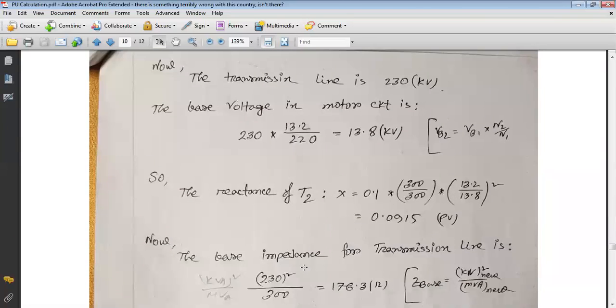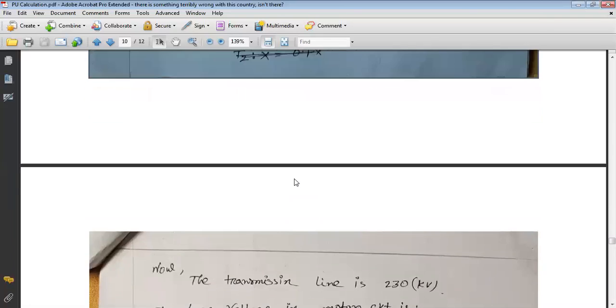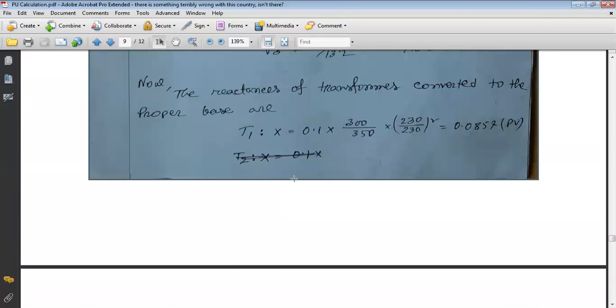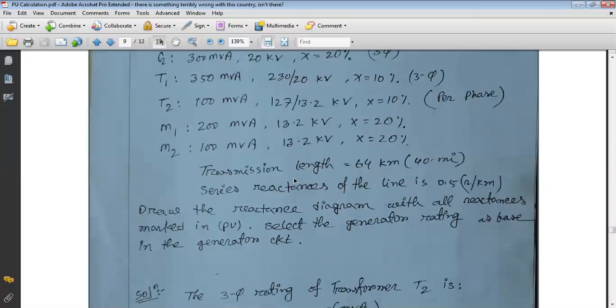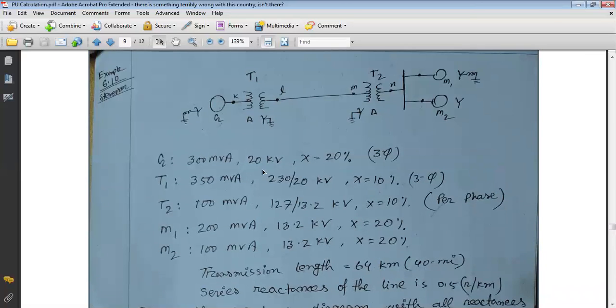So we don't need to determine this value once again, because we just calculated this, and there is no need for conversion. The value should be 20%, that is 0.20 for the generator.